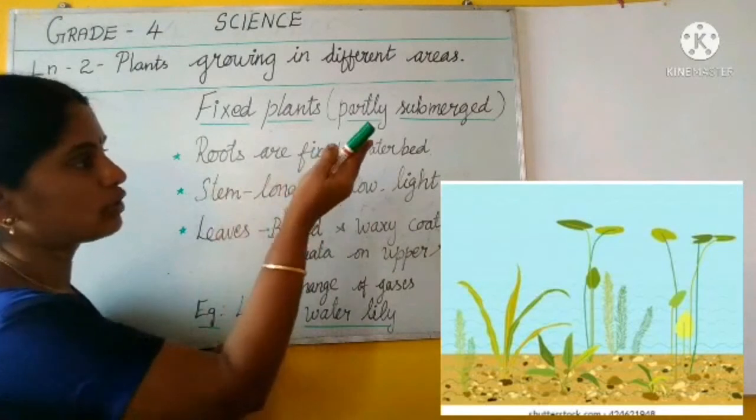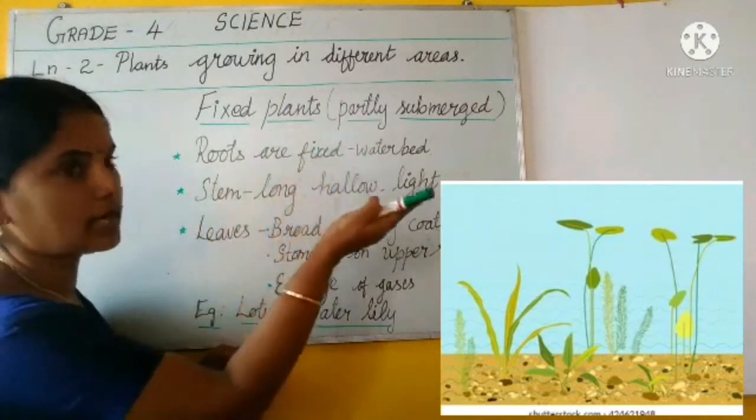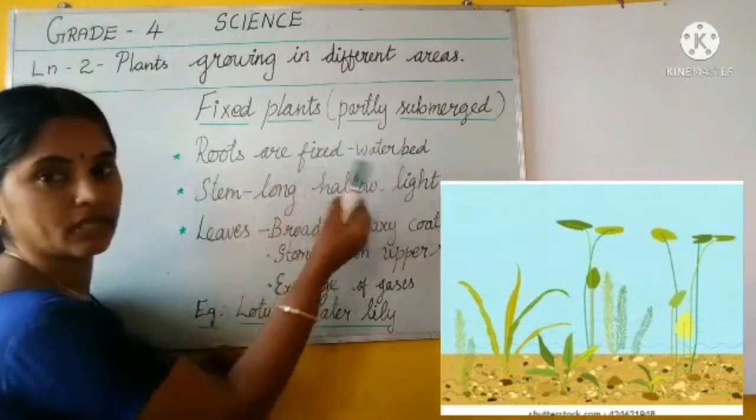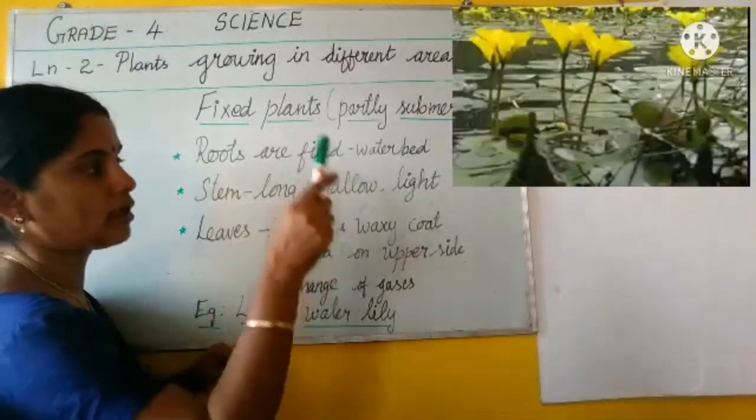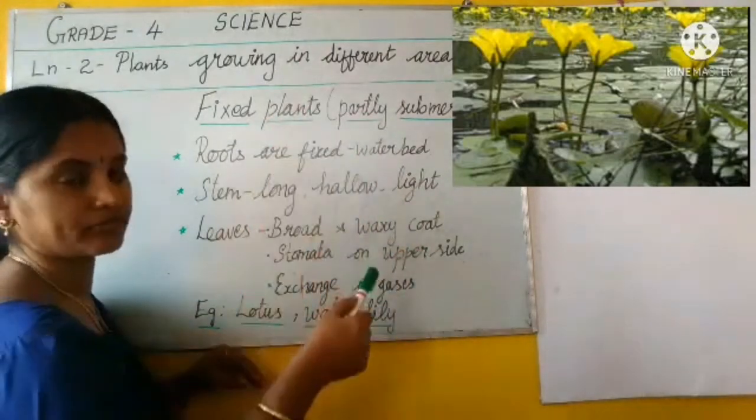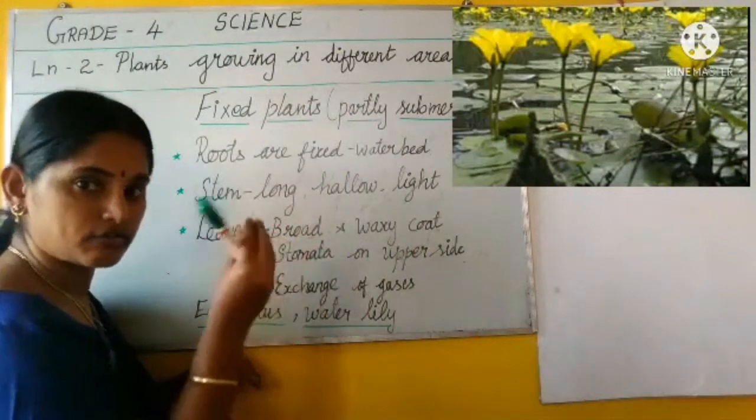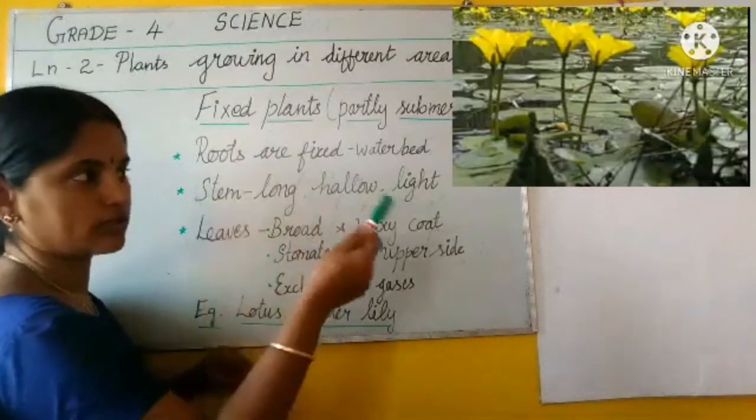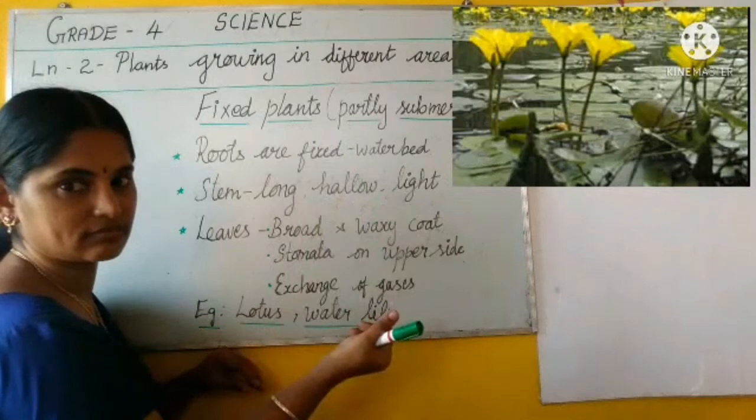See, look at the root. The root is fixed in the water bed, in the soil at the bottom. Roots are fixed in the water bed and in the soil. Look at the stem of the plant. Long, hollow, light stem. Hollow means empty space inside. Air-filled space is there. That's why it's long and hollow, light in weight.